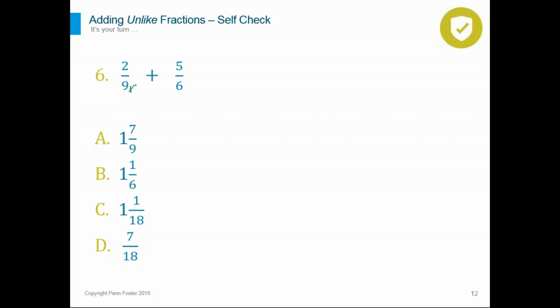9 times 2 and 2 times 2. 6 times 3 and 5 times 3. Remember, most students who get answers incorrect in this type of question forget to multiply the same number on the top as well, and they end up with the incorrect answer. So let's rewrite the question. 2 times 2 is 4. 9 times 2 is 18, the common denominator that we wanted to see in this problem, plus 5 times 3 is 15. And then 6 times 3 is 18.